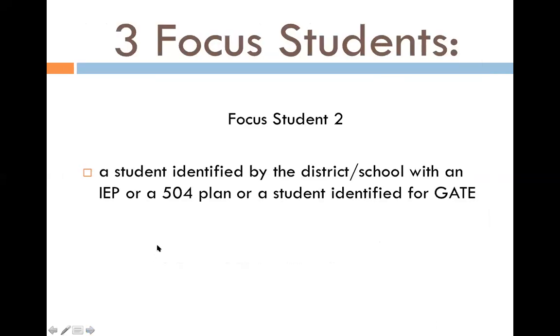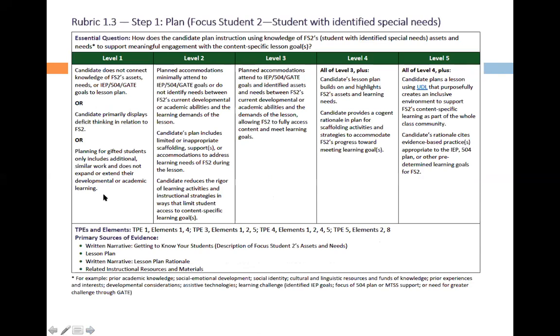Then your second student is going to be a student that's been identified by the district or school with an IEP, a 504 plan, or a student identified for GATE. Similar to that, you're going to have a nice rubric that talks about all the ways in which you're supporting this student. And again, they're going to go into the details of the narrative, the lesson plan, and obviously it's going to be one lesson plan and how are you breaking it down for each of these three students.